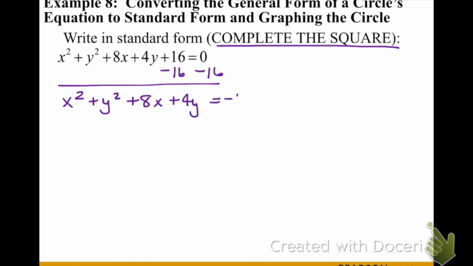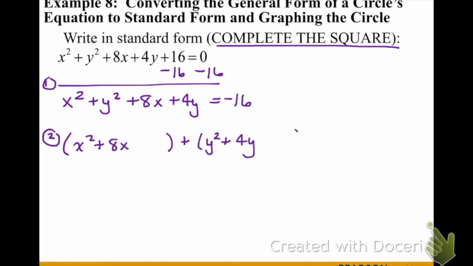The next thing we want to do from here is group our x terms together. So we're going to get x² + 8x. I'm going to leave a little bit of room and explain why in a sec. Then also group our y terms together, giving us y² + 4y, also leaving a little bit of room, equal to negative 16. Now from here, you see that I left a little bit of room, and if we just look at the part that we have, x² + 8x, you'll notice this looks a little bit like a trinomial.